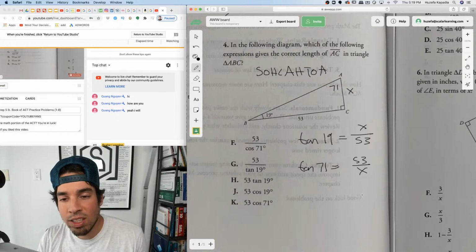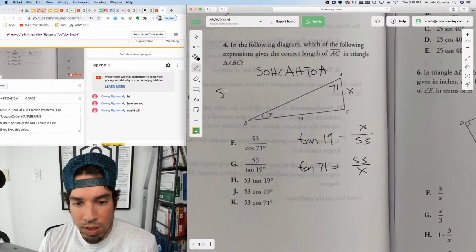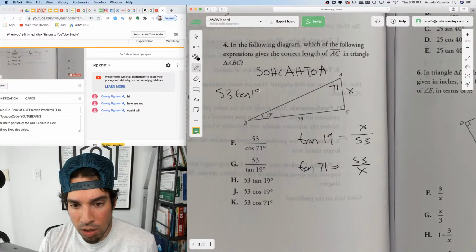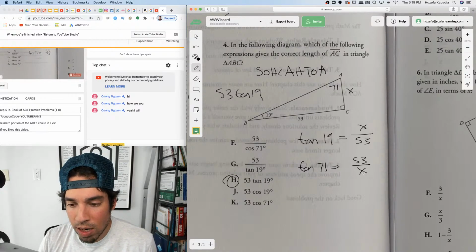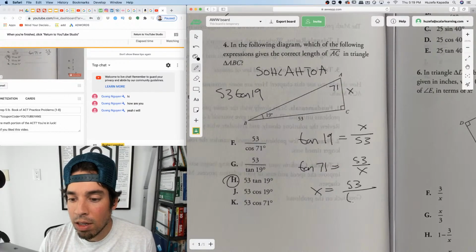I can solve for x and isolate. In this case, x equals 53 tangent of 19, right? Because I multiply both sides by 53. Okay, that's probably the answer. And with this one, I'd have to multiply both sides by x and then divide by tan 71. So I'll do that in one step and just say 53 over tangent 71.